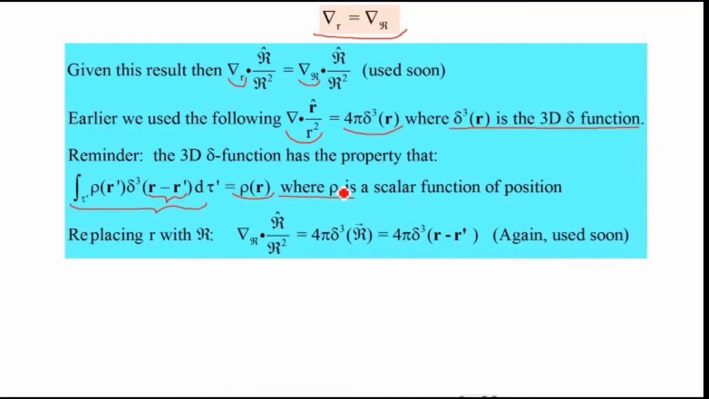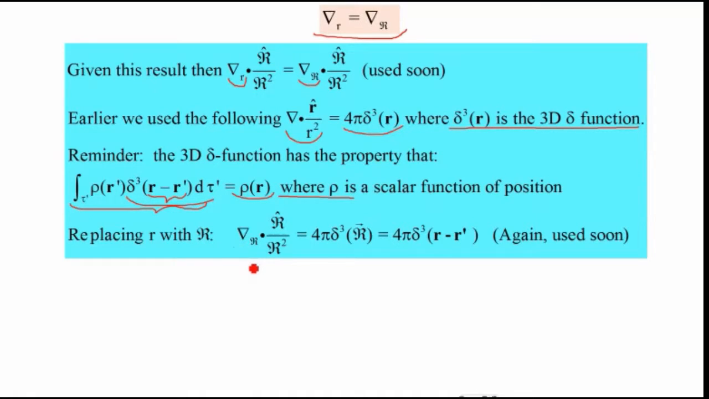Any scalar function of position, if we put it here in terms of the r prime and do this integral with the delta function, then we end up with this value here. If we come up here, you can see that the divergence of this particular vector function is equal to 4 pi times the three-dimensional delta function of r. And that's what this is, where instead of little r, we put in the argument r minus r prime. Okay, so if we now replace little r with funny r, it's the same deal.